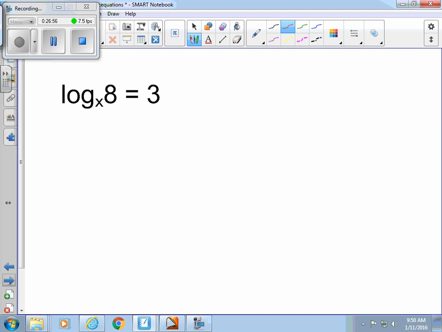Okay. This one's just a strange one. How would I do this one? It's not necessarily like models, but yeah, just rewrite it in exponential format. What would you get if you do that? Can I solve that for X? How?